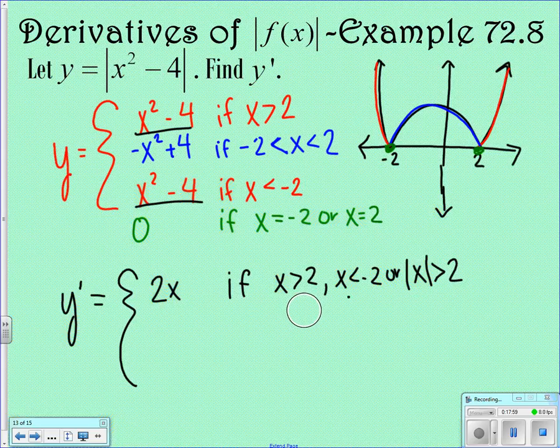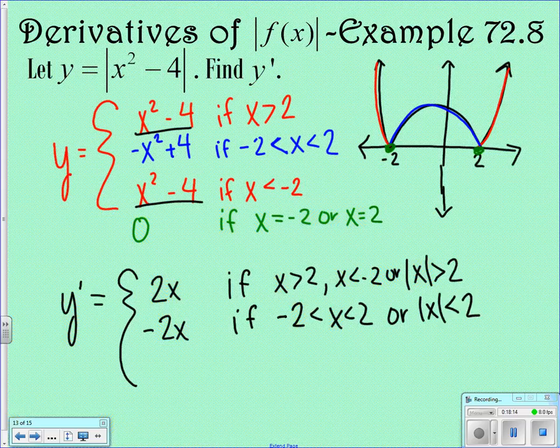Okay, now looking at the blue one, the derivative of that would be -2x. And that's if x is in between -2 and 2, which can also be written as the absolute value of x is less than 2. So you can write it either way.